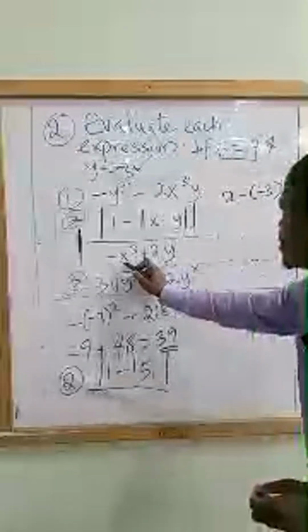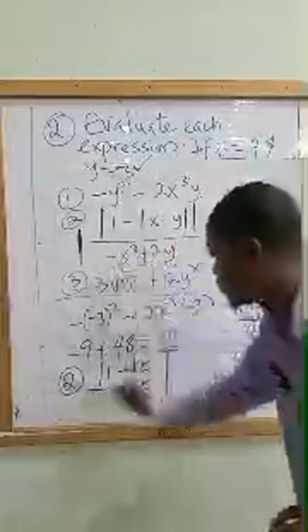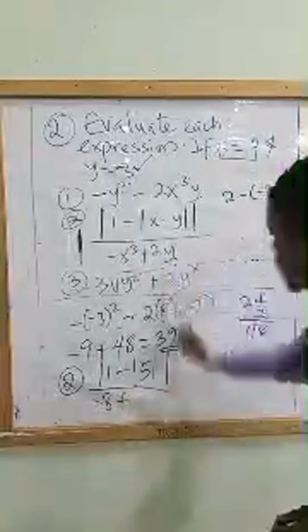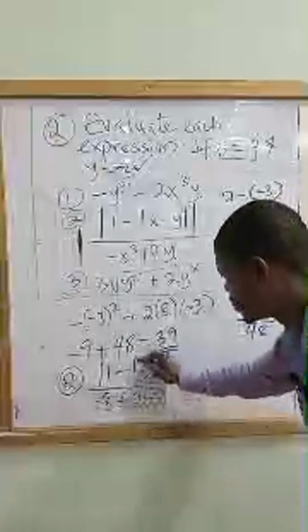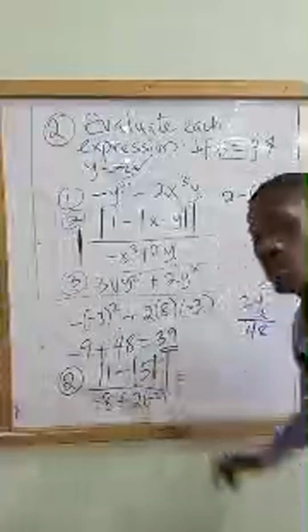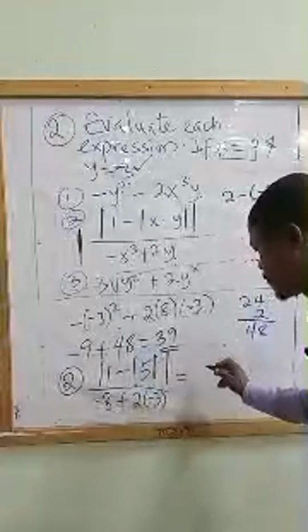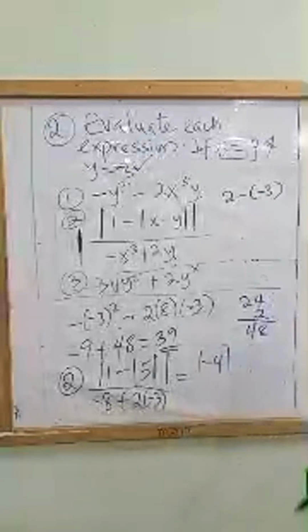Over x is what? 2. 2 cubed, that's 8 times minus 8, and then plus, and y is what? Minus 3. So that's 2 times minus 3. So we're going to have now, absolute value of a positive value is positive. So we're going to have 1 minus 5. So that's minus 4. Absolute value of minus 4.